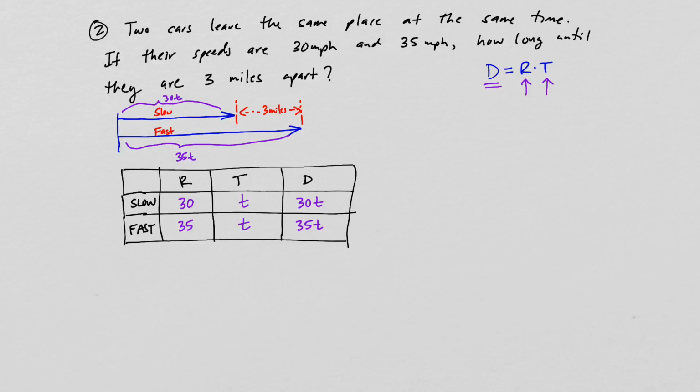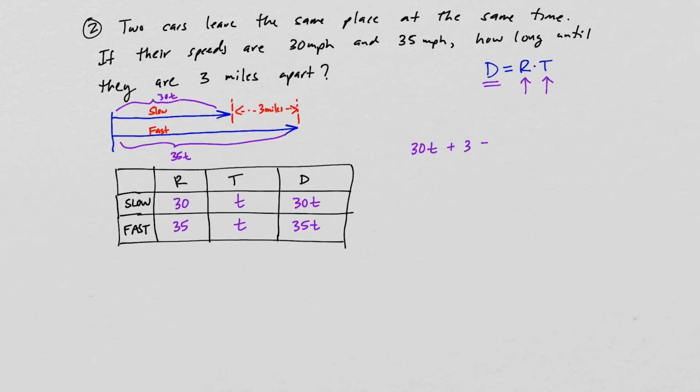And so by looking at this diagram, can you come up with an equation? Well, we know that this distance plus this distance must be equal to this distance. So what we're saying here is 30t plus 3 must be equal to 35t. And all we have to do now is solve this equation for t.